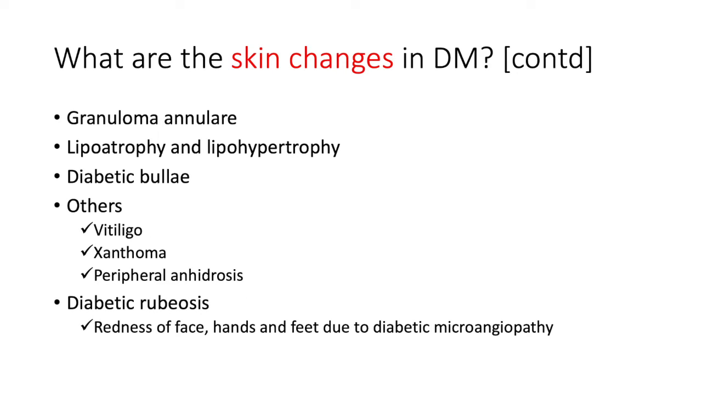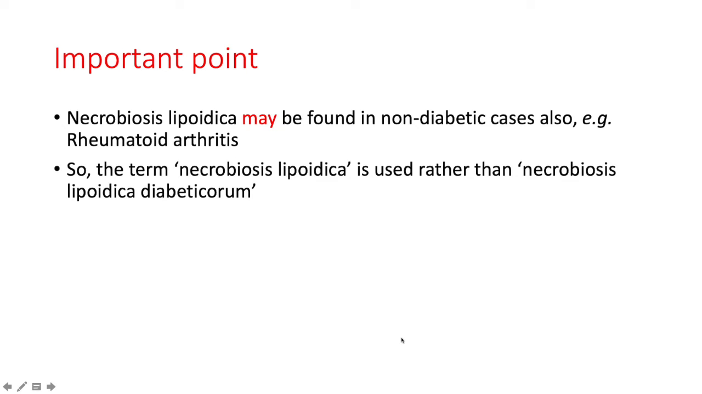Other skin changes, the list goes on. Granuloma annulare, lipoatrophy and lipohypertrophy, which speaks to injection insulin use. Diabetic bullae. Others that keep company, especially in type 1, is vitiligo, which is an autoimmune phenomenon that keeps company with type 1 diabetes. Xanthomata, we mentioned, peripheral anhidrosis, and this thing called diabetic rubeosis, which speaks to redness of the face, hands, and feet, is attributed to diabetic microangiopathy.